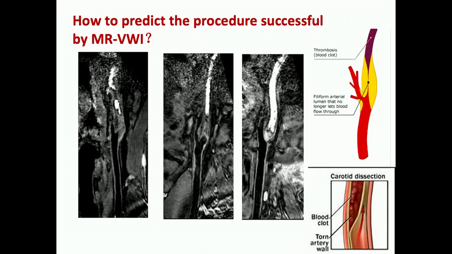So how do we predict procedural success by MR-VWI? We are still working on it, but what we are more interested in are these lesions with high signal intensity, which may be caused by different etiologies. So we hope there are some new or advanced techniques to differentiate these lesions clearly and accurately.